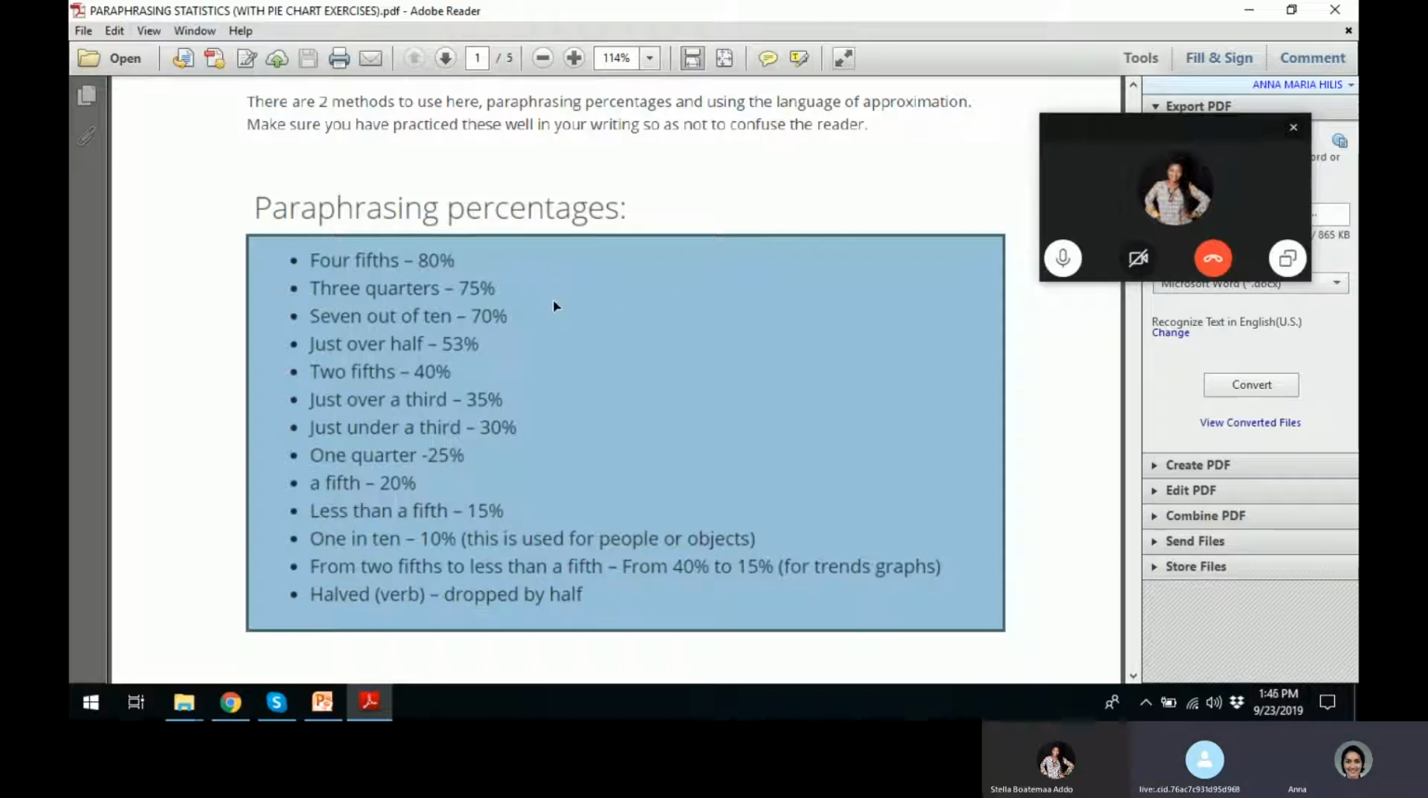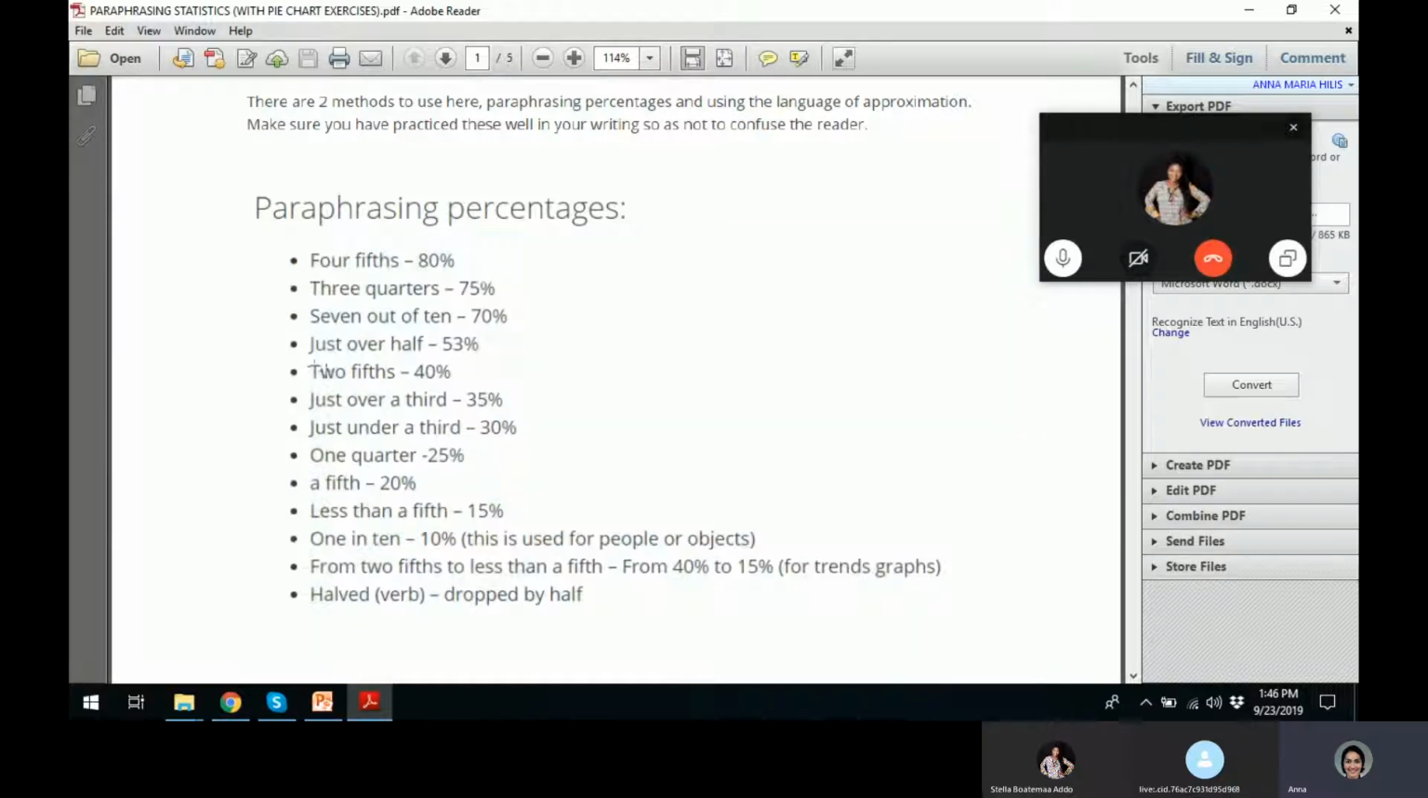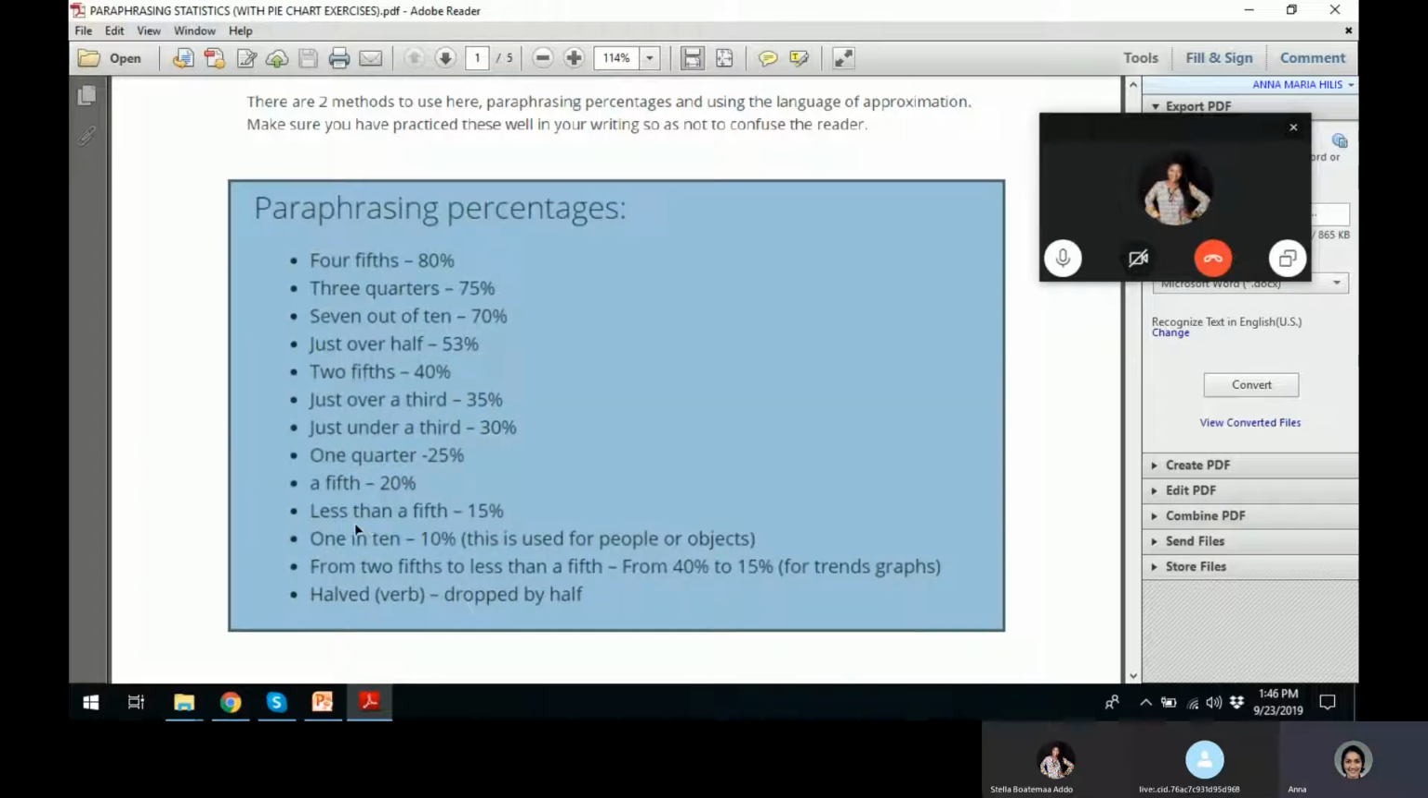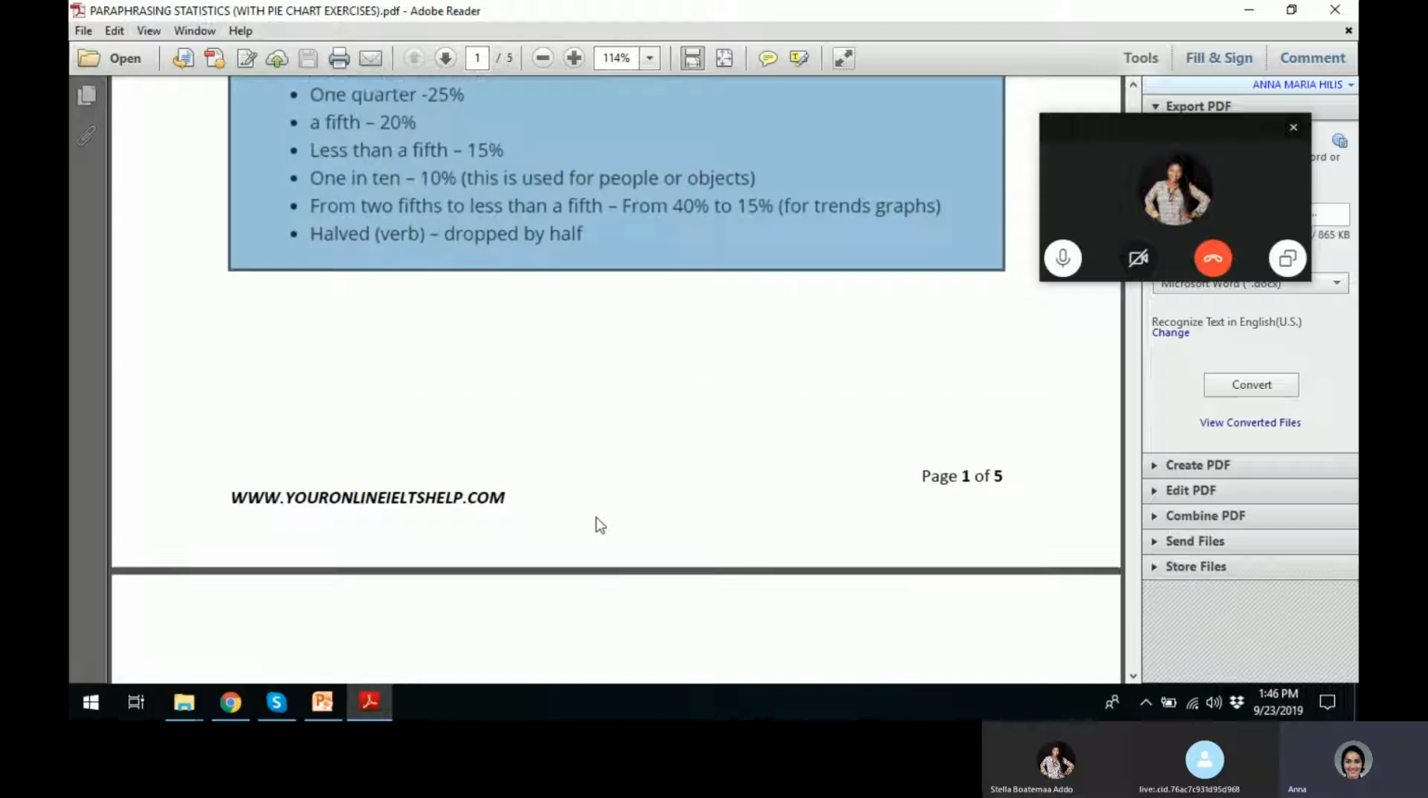Okay. Thank you. So you usually see numbers, right? Like 80%, 75, 70, and so on. So decide which of these expressions you want to use. And how do you classify, for instance, 40%, 35%, 30%? So here are suggested expressions. 15%, less than a fifth, 10%. How about if you have 1%, 2%, 3%? You can simply say insignificant numbers, or negligible numbers, or less than a tenth. So it's up to you how you will do that.